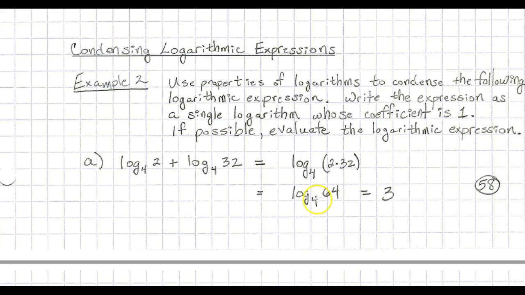What is 4 to what power equals 64? That's what I would say to myself. 4 to what power equals 64? Oh, that's 4 cubed. So the answer, log base 4 of 64, is really 3.